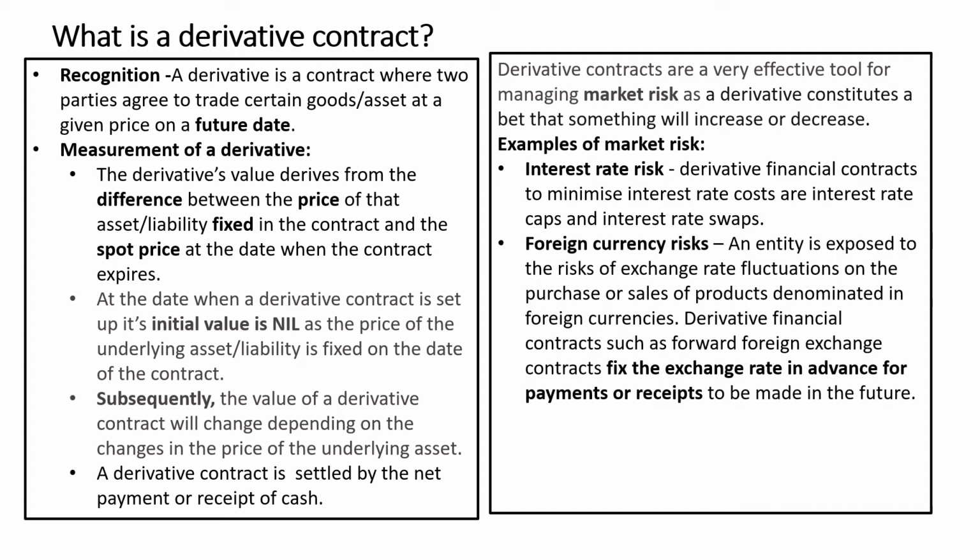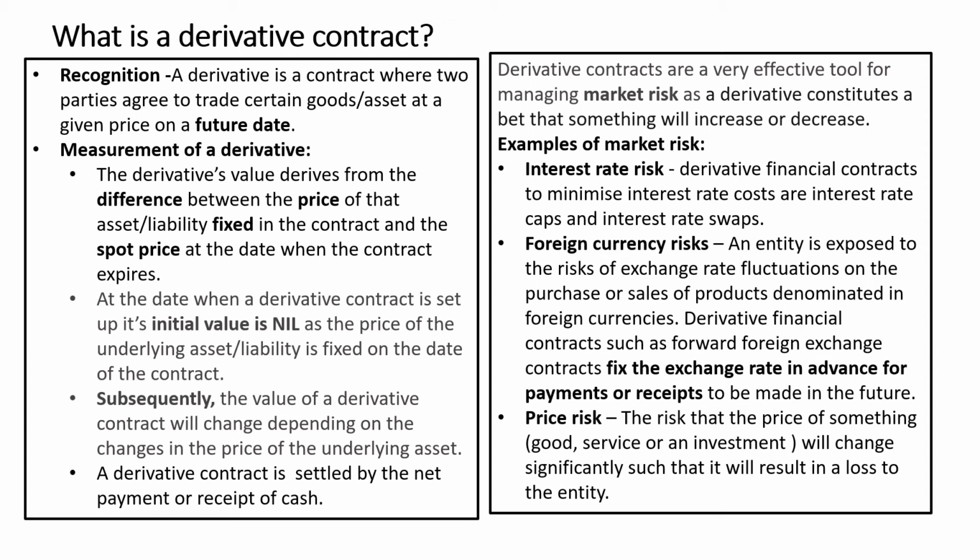Foreign currency risk. An entity is exposed to the risk of exchange rate fluctuations on the purchase or sale of products denominated in foreign currencies. Derivative financial contracts such as forward foreign exchange contracts fix the exchange rate in advance for payments or receipts to be made in the future.